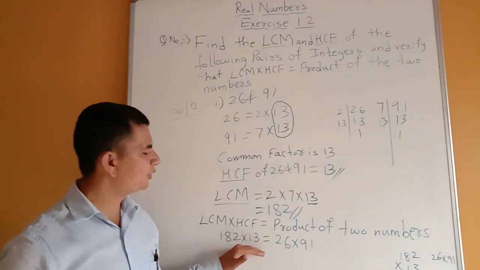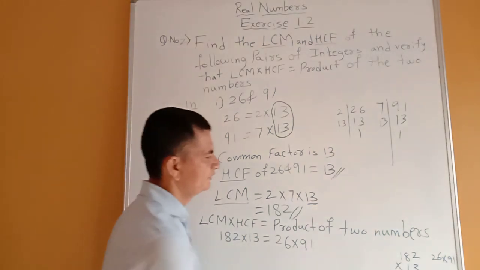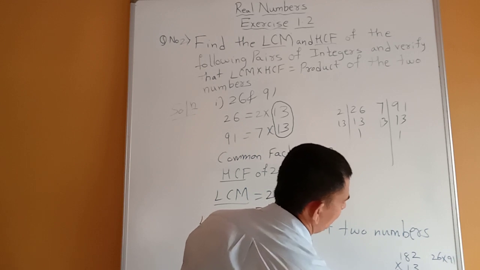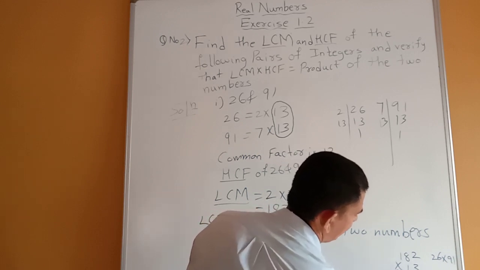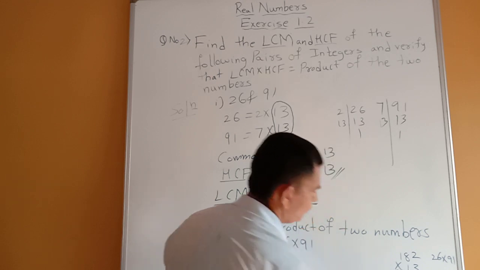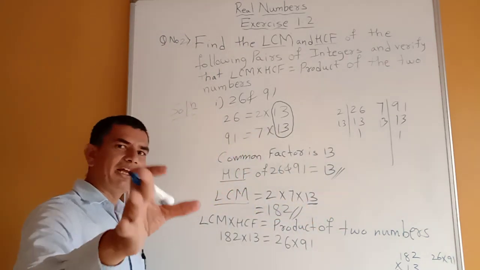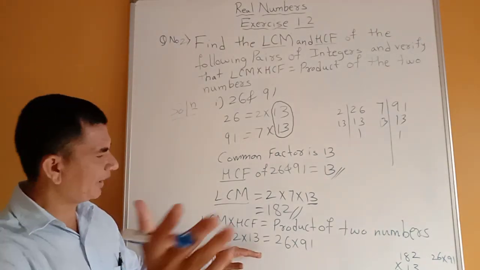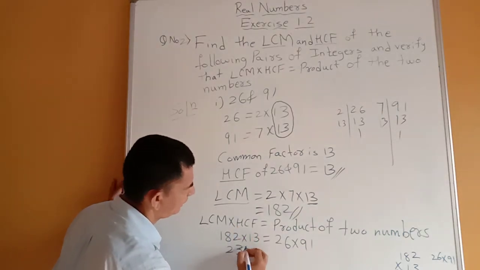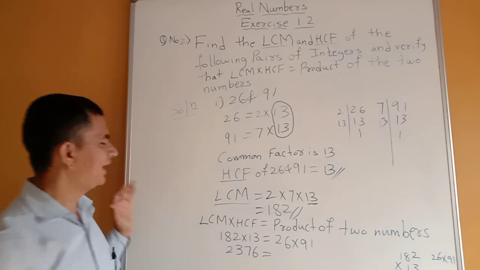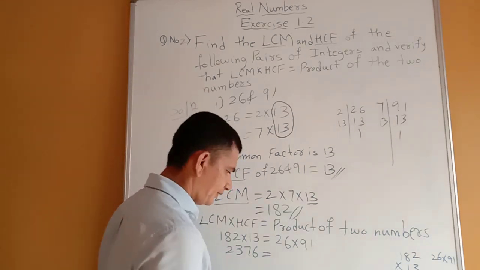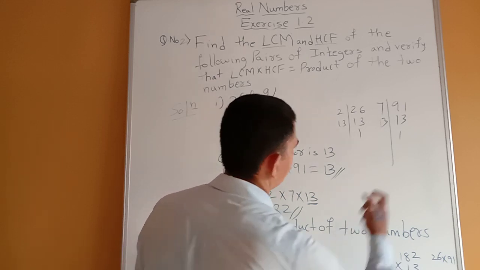When you multiply 182 into 13, how much answer will we get? Let us see: 3 sixes, 3 twos are 6, 24, 25, and so on. You have to multiply. Don't write the answer directly. Always multiply in rough, and after confirming that, then write. So after multiplying 182 into 13, we got 2366 as the answer.